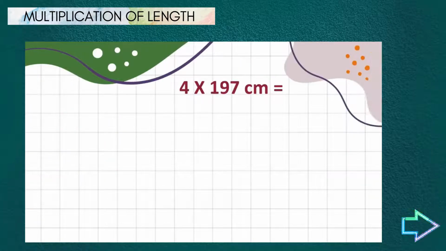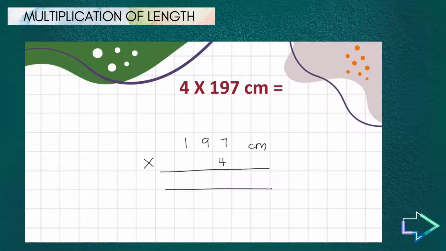Next one, we have 4 times 197 centimeter. Again, the number with the unit must be at the top when we do the standard written method. So we write down 197 centimeter at the top times with the second number, which is 4. Remember, you need to write the number that we need to times at the right side below 7, which belongs to place value 1. Then find the answer.